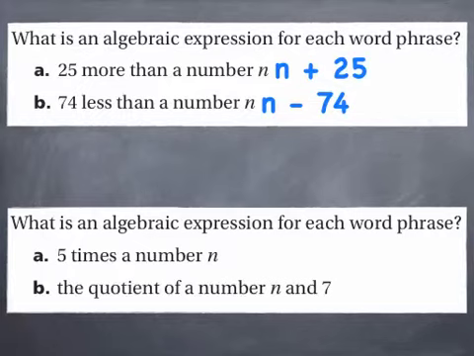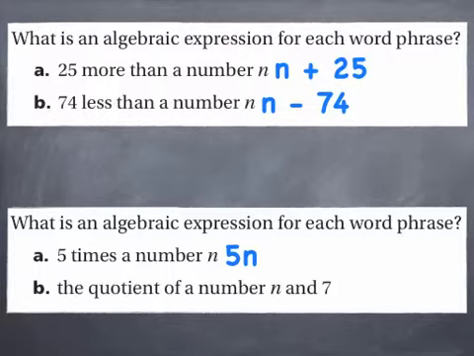The next example says, what is an algebraic expression for each word phrase? Example A says 5 times a number n. Times indicates multiplication. We can show multiplication of a number and a variable by simply writing them next to each other. So 5 times the number n can be written as 5n.